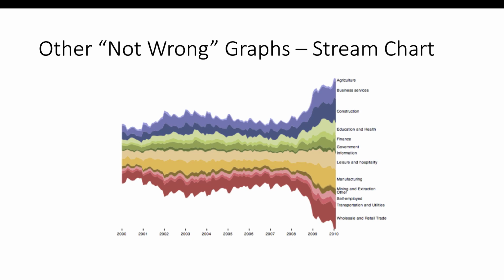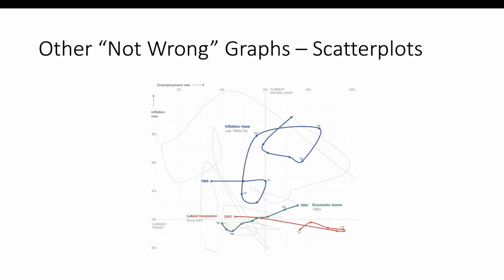And so some other not wrong graphs might be a stream chart, although this one gets to be confusing simply because there's no x-axis floor, and so people find these somewhat hard to interpret, even though they're kind of cool looking. I tend to encourage you to stay away from them unless you're really just looking for something cool to show. It's harder to interpret than other area charts, for instance.